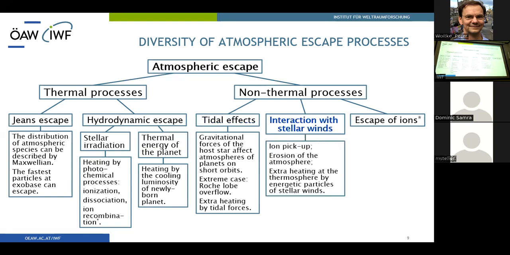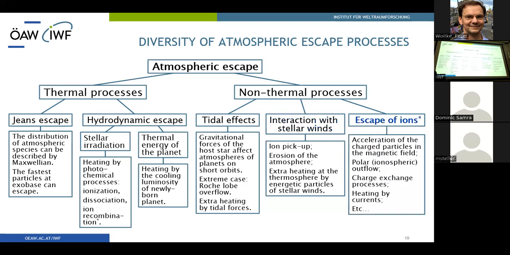Further on, for the evolved planetary system and terrestrial-like planets, the important part is interaction with stellar winds, which can remove the atmospheric particles through processes like ion pickup, can lead to the erosion of planetary atmospheres if they are not protected in any way, or can provide some additional heating at the thermosphere by the interaction of the energetic particles of the stellar wind.